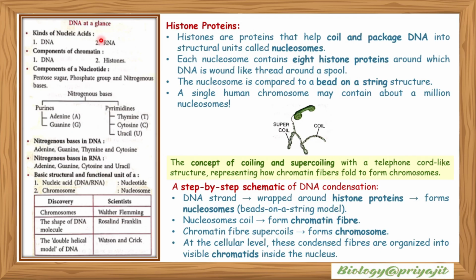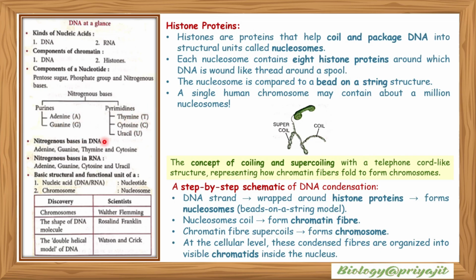DNA at a glance. Basically, there are two kinds of nucleic acids, DNA and RNA. The components of chromatin are DNA and histones. The components of a nucleotide are pentose sugar, phosphate group, and nitrogenous bases. Nitrogenous bases are of two types, purines and pyrimidines. Purines are either adenine or guanine, and pyrimidines are thymine, cytosine, and uracil.